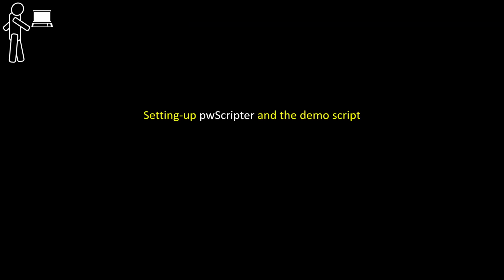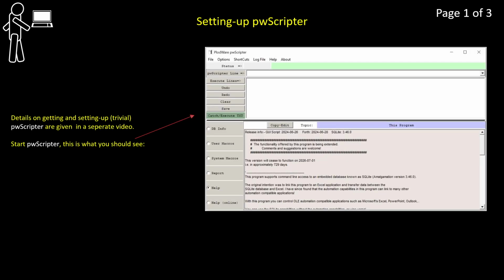Of course, we've still got PW and the demo script. I am assuming that you will already have PWScripter. If not, it's in a separate video how to download it, but it's trivial. It's online. It's a zip file. Download it. It's a single file inside the zip, less than 5 megabytes. Just unpack it.